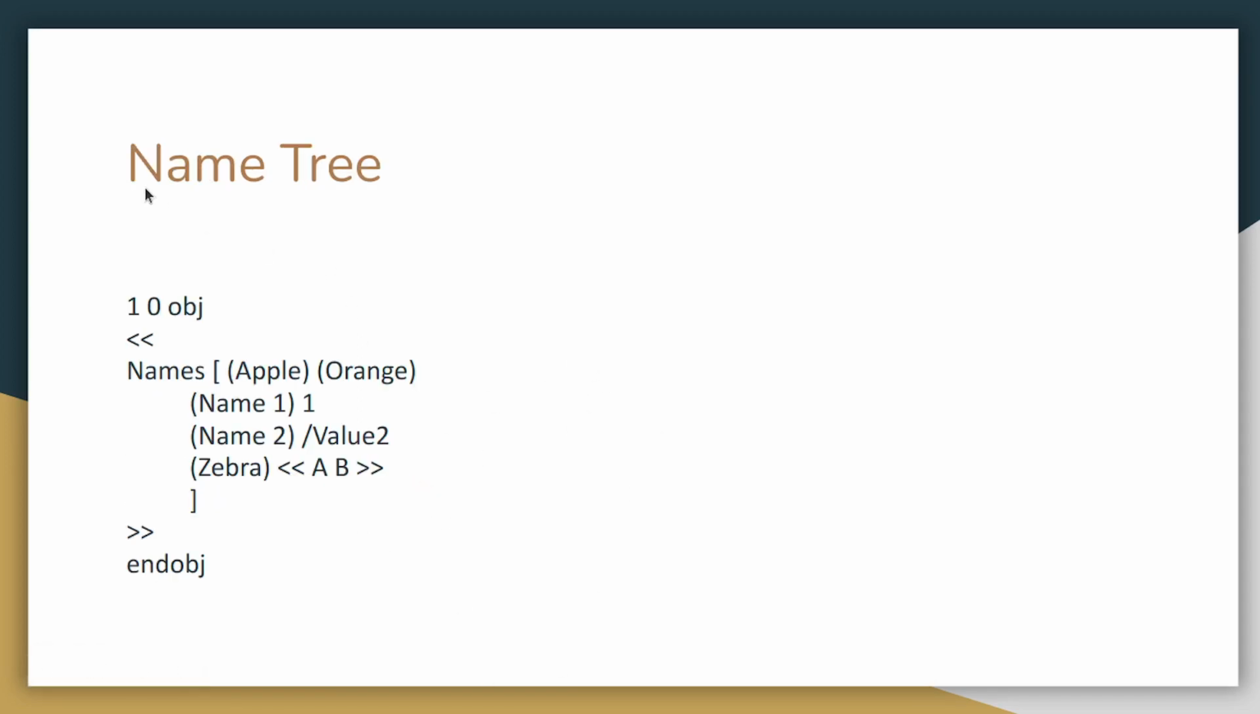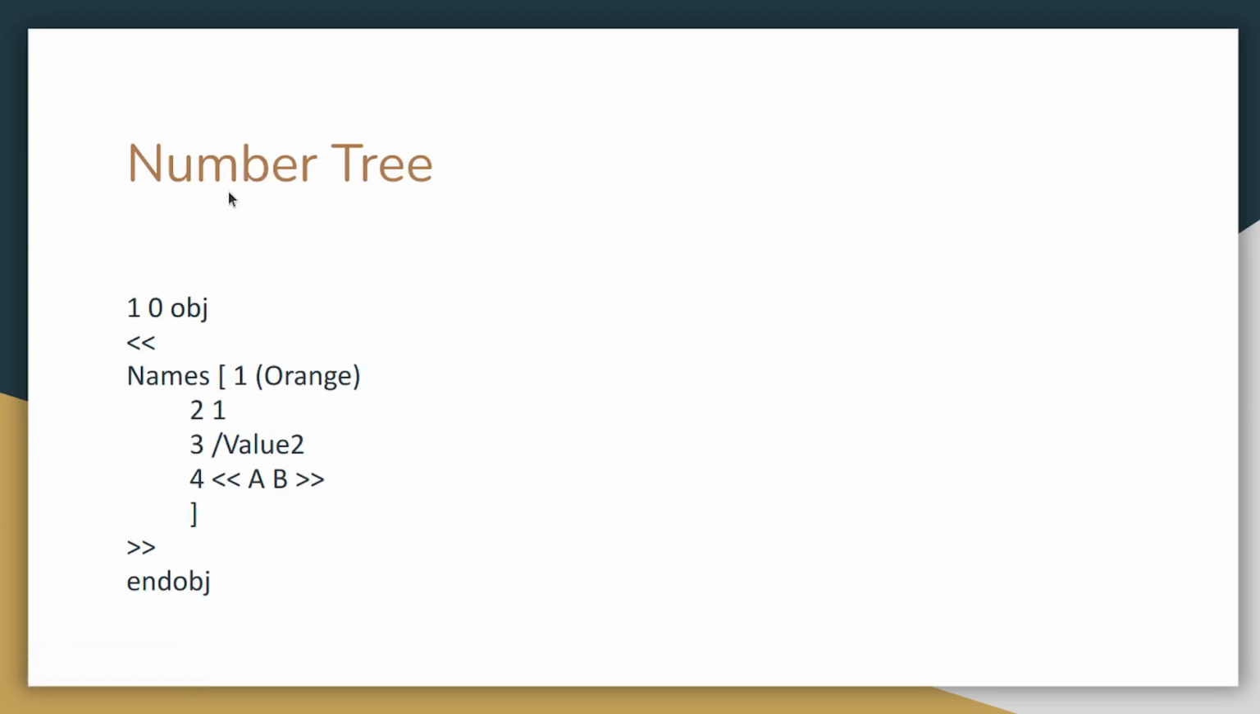And then we also have the name tree. In the name tree object, instead of name and value pairs, we have string and value pairs. Like apple is a string and we have a value of another string. Name1 is a string and we have an integer value. Name2 is a string, we have a name value, and zebra is a string and we have a dictionary value. Whatever the value may be, the key is always a string. So that's a name tree.